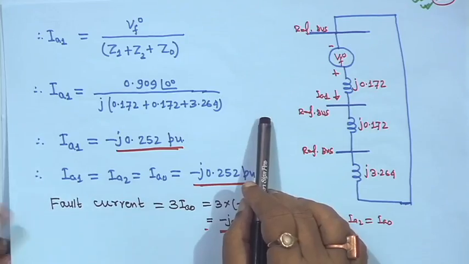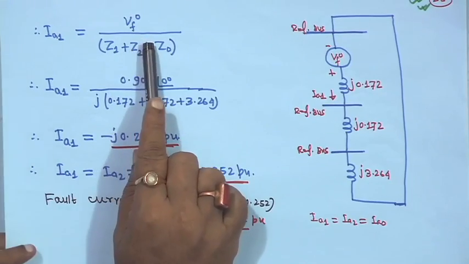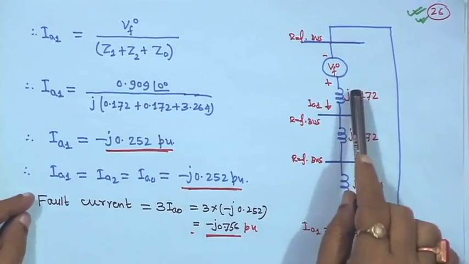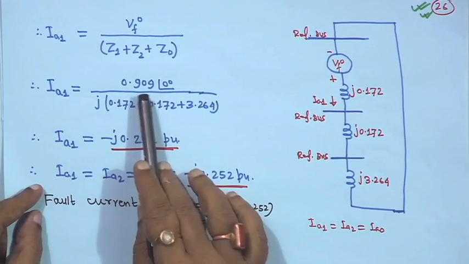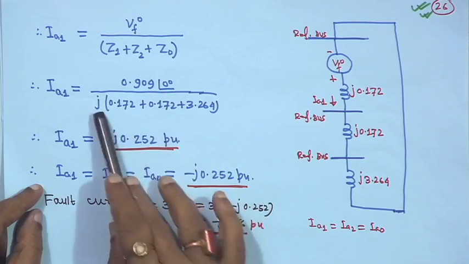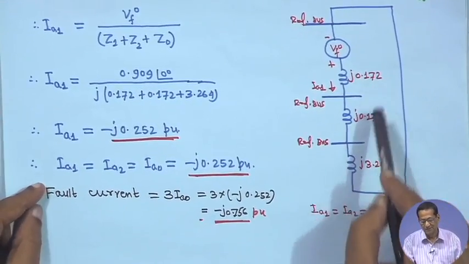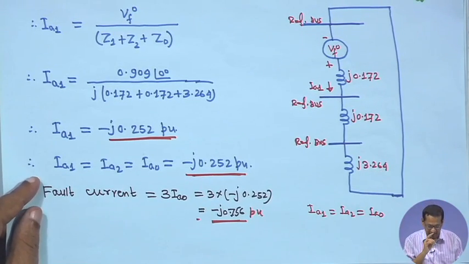So, okay, we have that the numerical is not yet completed. We have seen that I A 1 is equal to V F 0, the pre-fault voltage, divided by Z 1 plus Z 2 plus Z 3, and this is an equivalent circuit. So, I A 1 is equal to 0.909 angle 0 degree divided by J in bracket all the positive, negative and 0 sequence impedances. Here it is reactances, because R is not there.